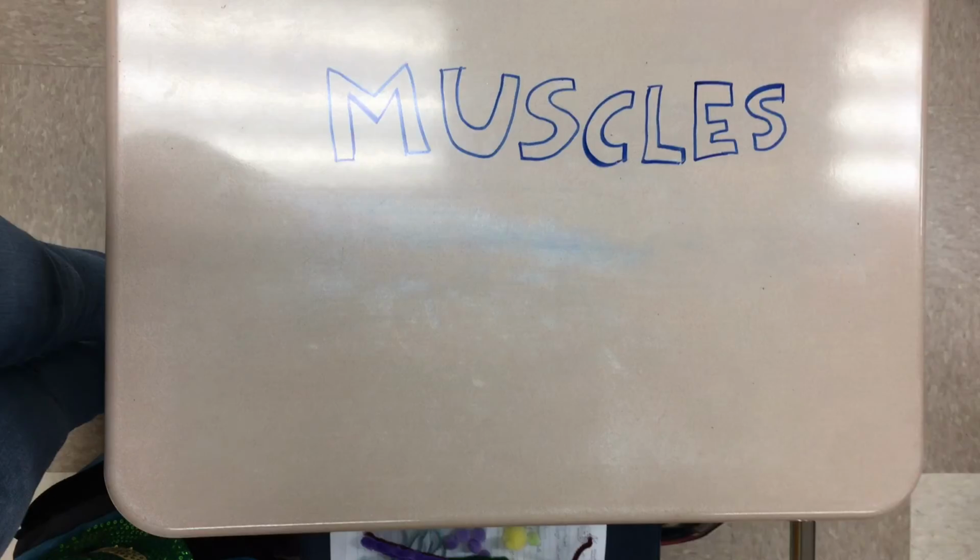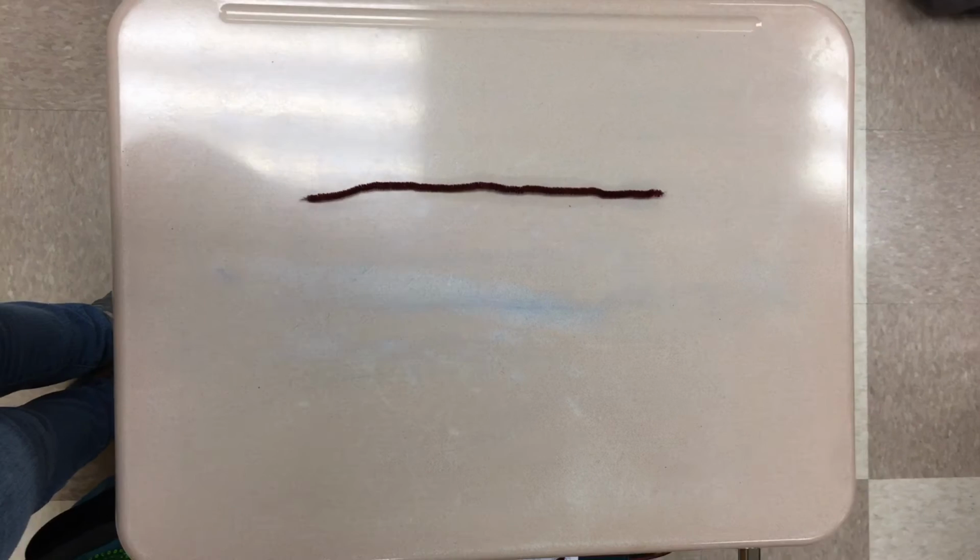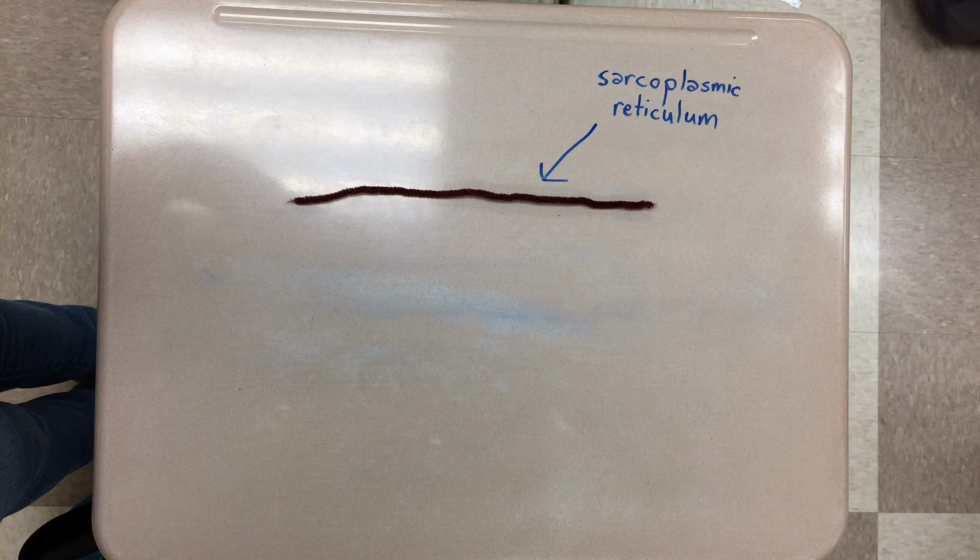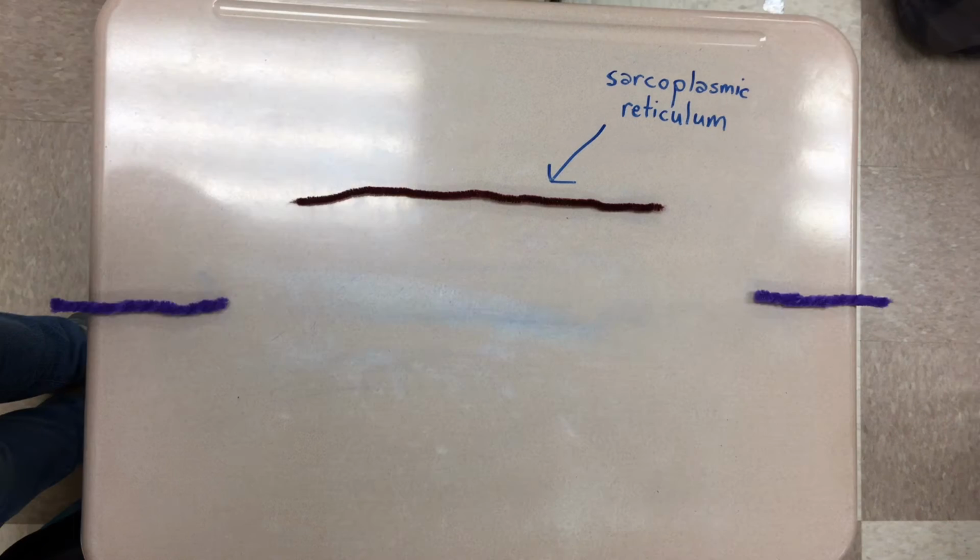Let's start with a broad view of a sarcomere, the functional unit of skeletal muscle. The sarcoplasmic reticulum is the site of the neuromuscular junction, where the neuron releases acetylcholine into the synaptic cleft, triggering the sarcomere to take in calcium ions.